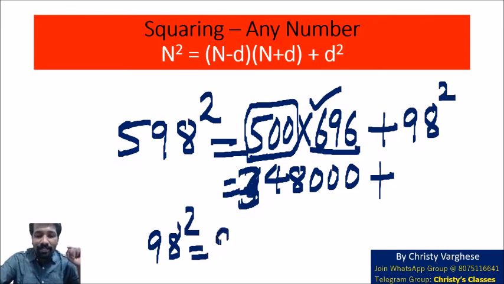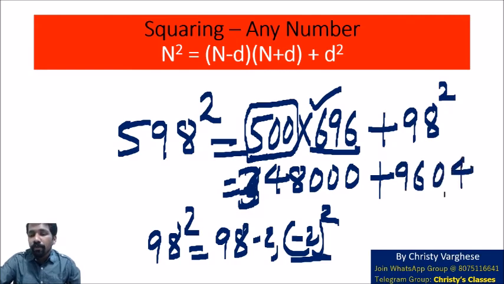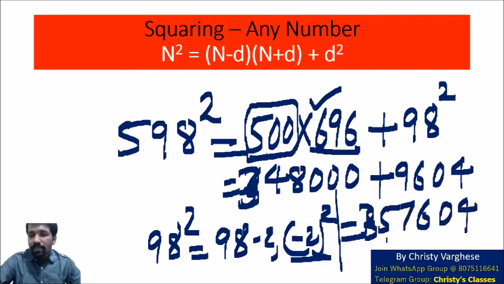It is very easy to find 98 square using the other idea we learned in the previous class. 98 minus 2, comma minus 2 the whole square, and minus 2 square should be written as a 2-digit number. Now look at it, 98 minus 2, 96 square is 04. Now adding these two is not a difficult task at all. So the final answer for this question is 348,000 plus 9,000 48 plus 9,000, which means 357,000. 357,604 is the exact answer.